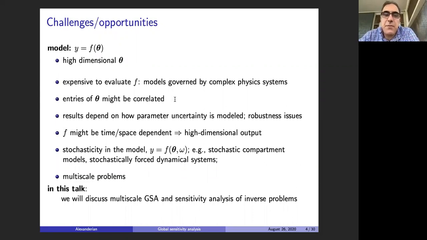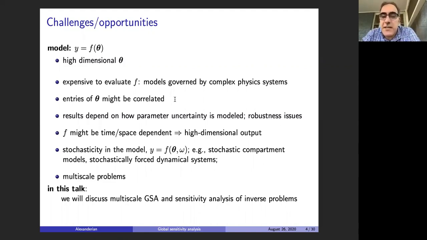Well, in some cases you might have very high-dimensional parameters, so performing sensitivity analysis is very helpful, but also expensive because you have to explore a high-dimensional space. F could be very expensive to evaluate; it could be a high-fidelity model of a complex system. Entries of theta might be correlated. There were some comments in the chat. If you assume independence, for one thing, that's probably not the correct thing to do, and you might also have difficulties even computing the indices.